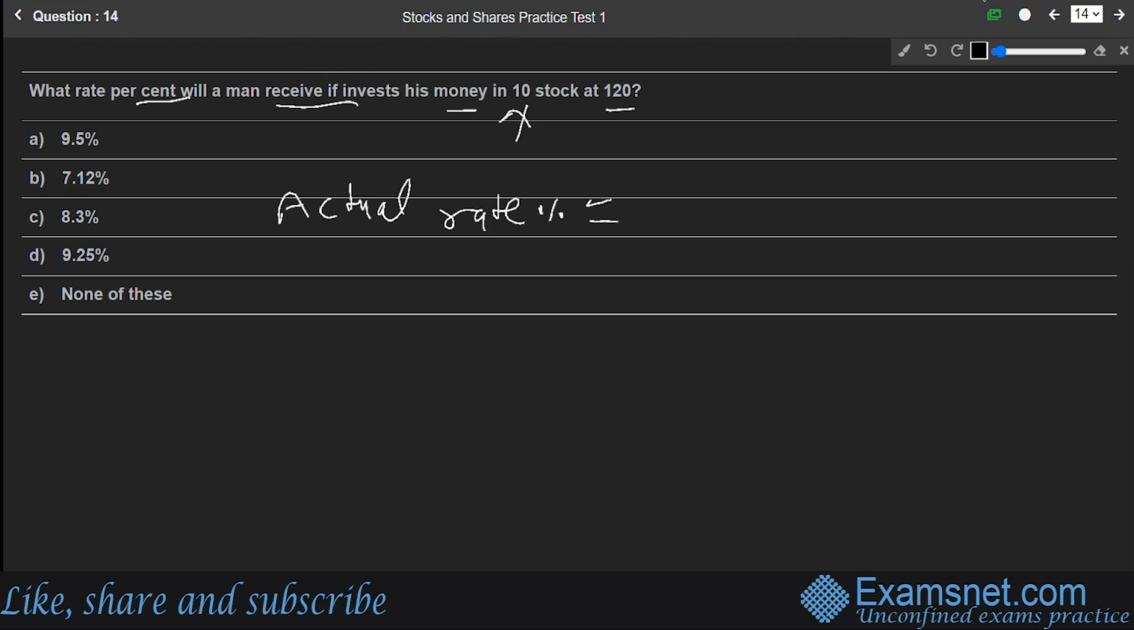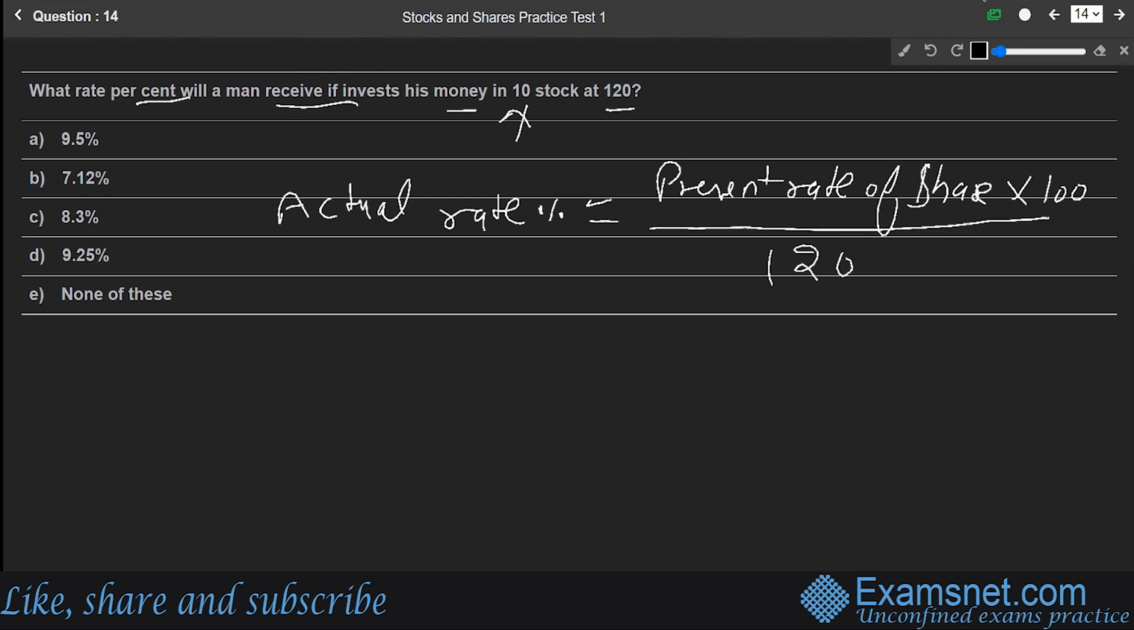Actual rate percent is always calculated as the present rate of stock, that is already available at 10%, the present rate of share or stock multiplied by 100, because the face value is always 100, divided by the market value. Market value is how much? 120 rupees. So if we put down our values, present rate is 10 divided by market value 120, into face value, which always remains 100.